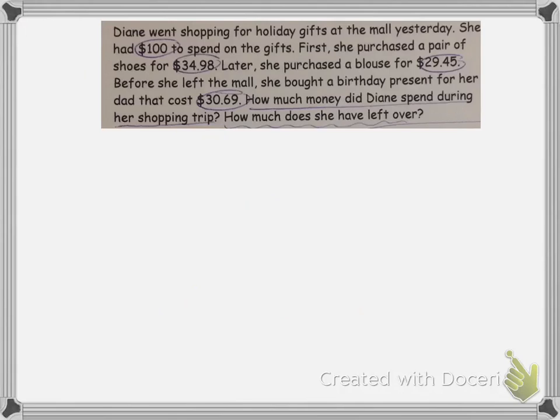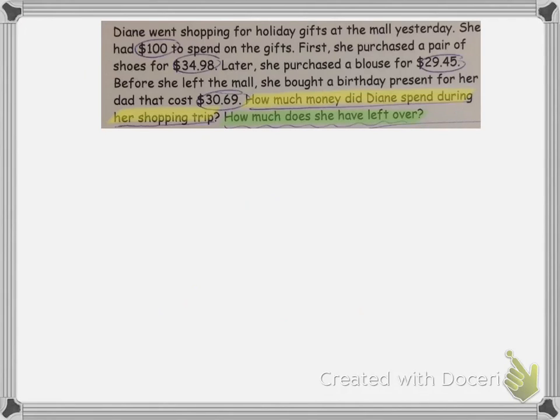Well, I see 2 questions here. So for me personally, I'm going to highlight both the questions, but I'm going to use a different color for each one. The first question is, how much money did Diane spend during her shopping trip? And then the second question is, how much does she have left over? Now, I think what I'll do, instead of circling the numbers that I'm going to use, I'm going to highlight them according to when I'm going to use them.